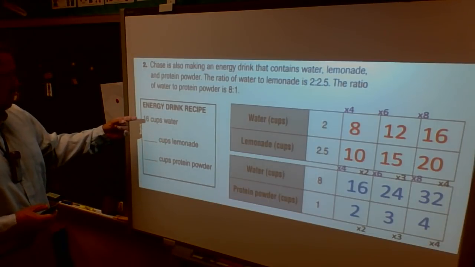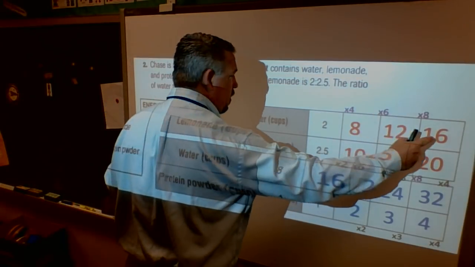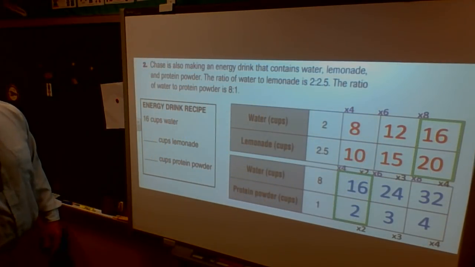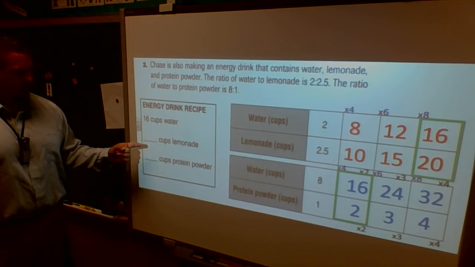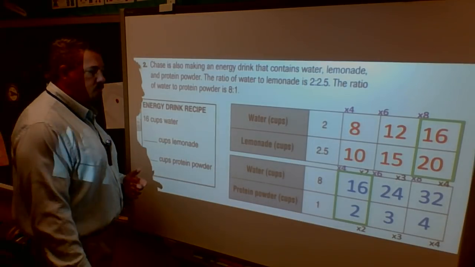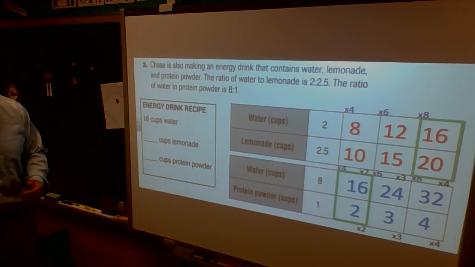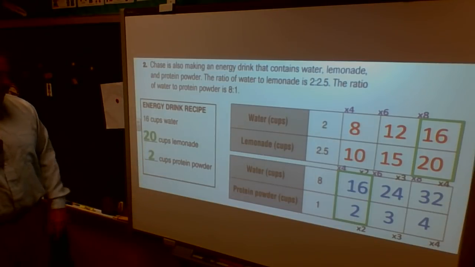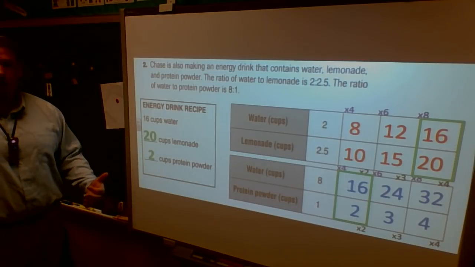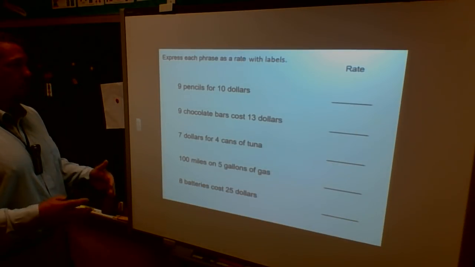So when I look at it, I have 16 cups of water, then my 16 cups of water tells me that I'm looking at how many cups of lemonade. Well, I would need 20 cups of lemonade. And if I have 16 cups of water, I go to my 16. How many cups of protein powder do I need? Well, I would need 2. So my rest of my chart information would be 20 and 2. So it's just using the rates that we're given to come up with the proper answers.